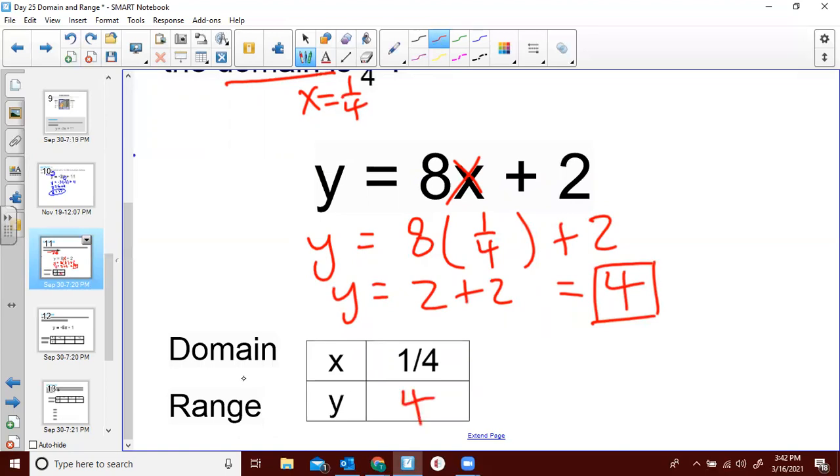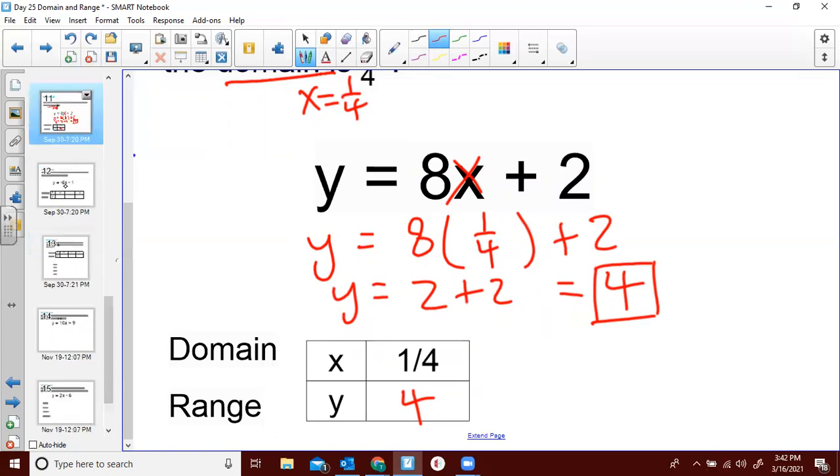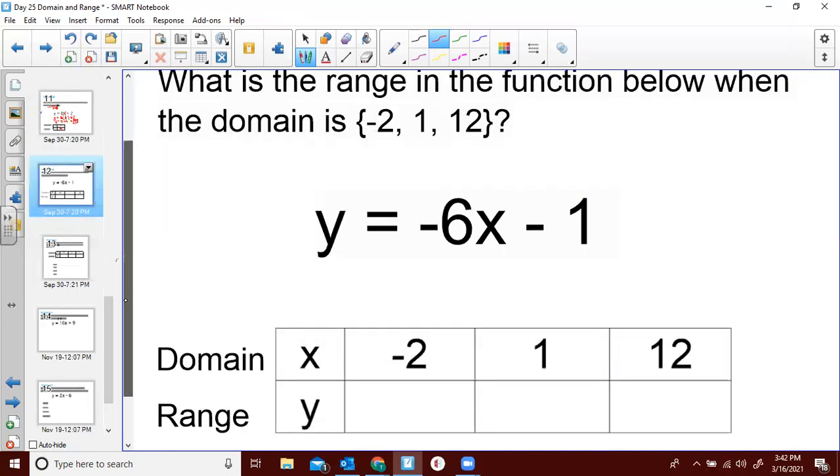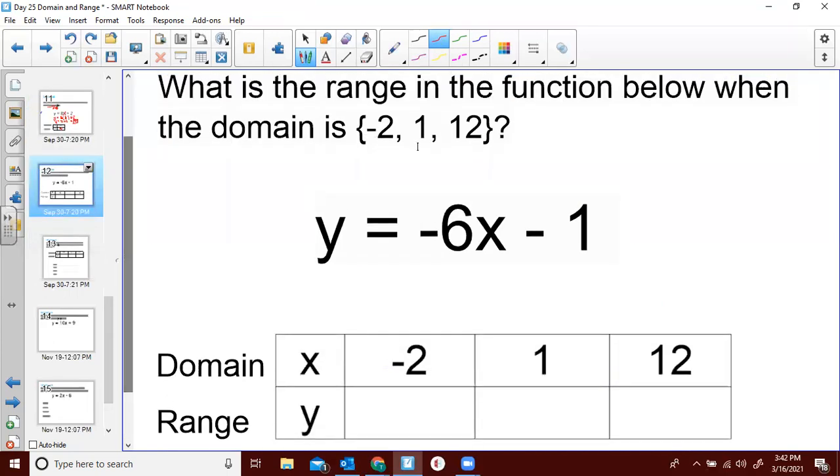So that's what our range would be. When our domain, or X, is 1/4, our range, Y, is just going to be 4. Now you're going to get questions that have a bunch of different domain values for you. Like here we have -2, 1, and 12.